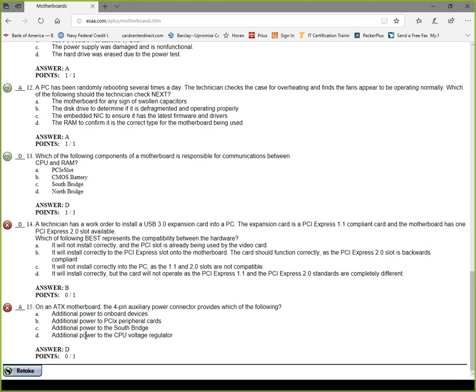It didn't tell us what the answer was, huh? Answer A, answer D, answer D, and we picked A. Okay, it did tell us what the answer is: the auxiliary power to the CPU voltage regulator.